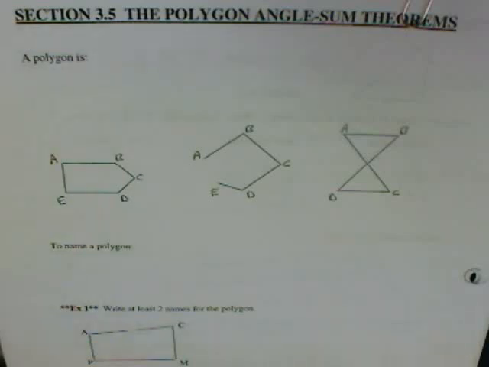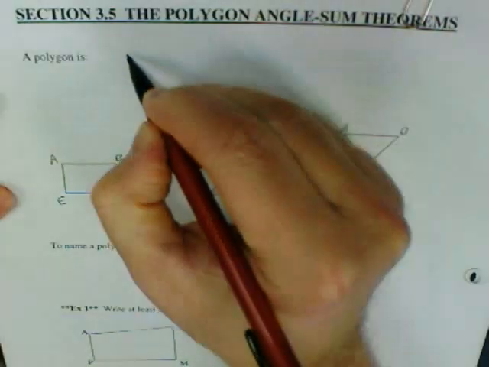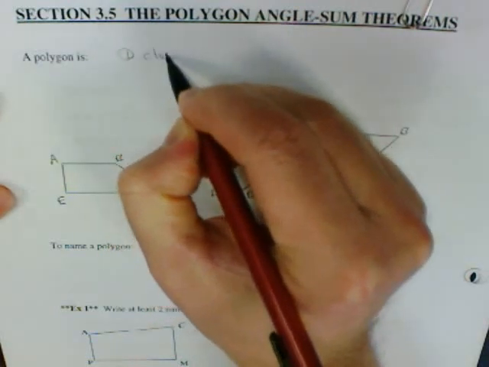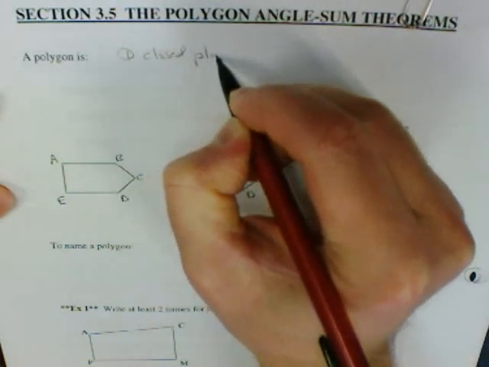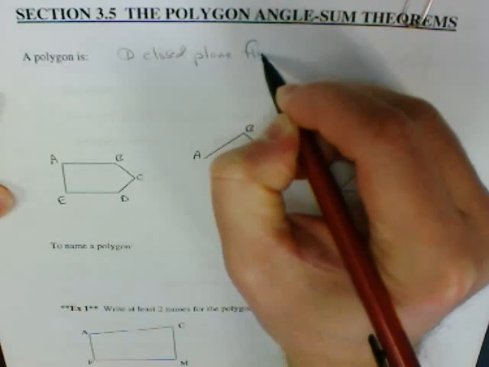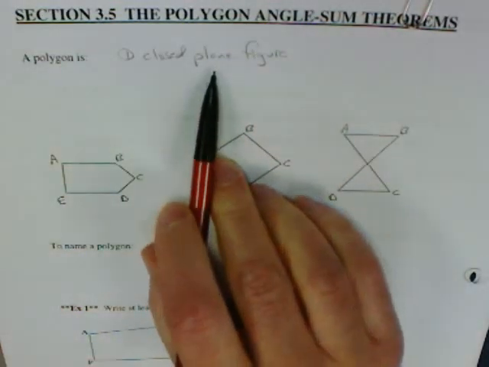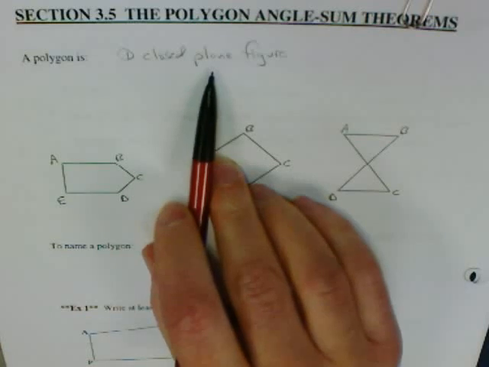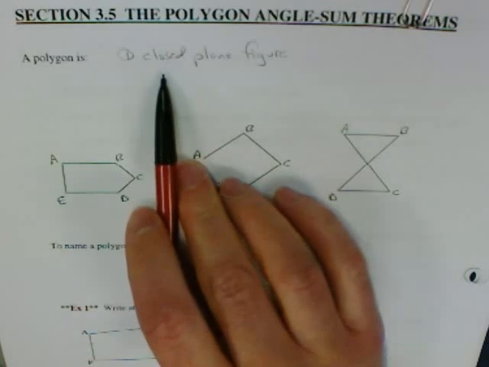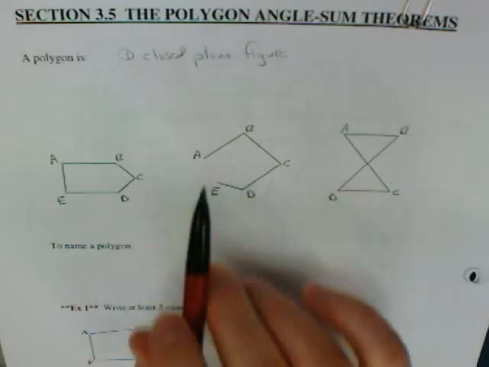So we have three little rules here. A polygon is a closed plane figure. Right, a plane figure meaning it's going to be two-dimensional. It's not going to be anything like a cube or a box or a cylinder or anything like that. Closed meaning it can't have any open sides. It has to be completely closed.